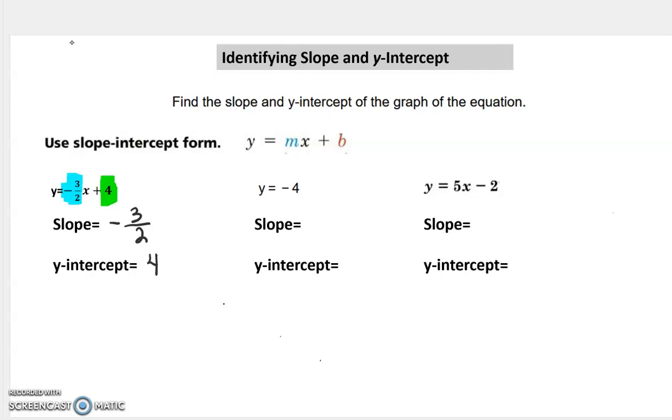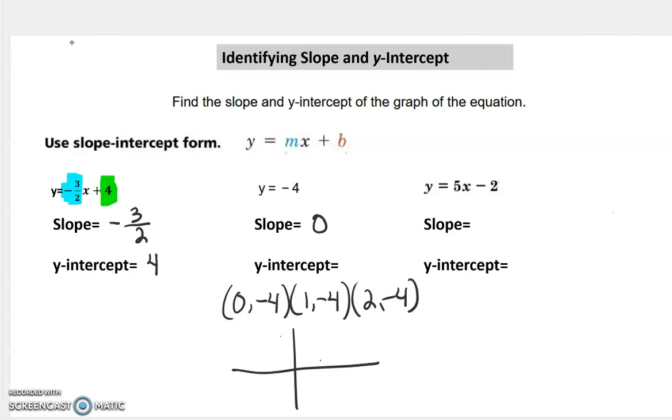Okay, next one. y equals negative 4. So we're looking for the x, which there isn't one, right? So this means there's no slope. Zero slope. How do we know that? All values of y are going to be negative 4. So no matter what x is, x can be infinite. 1, negative 4, we'll say 2, negative 4. If you were to graph this, what happens is you have something like this.